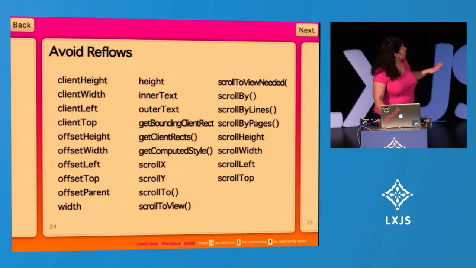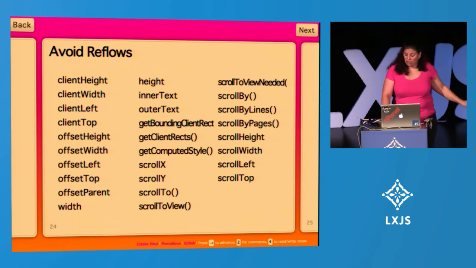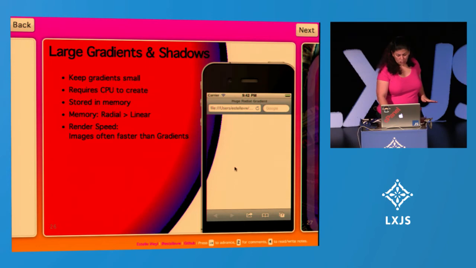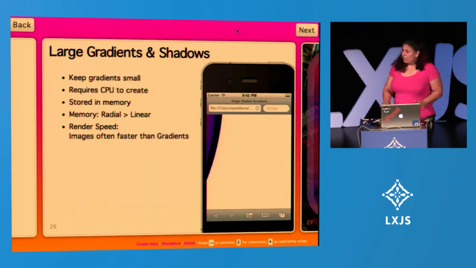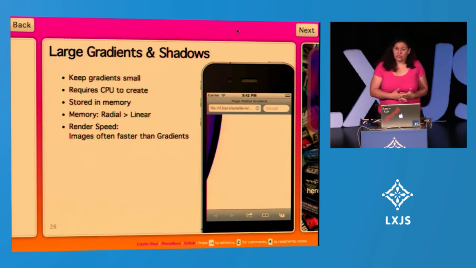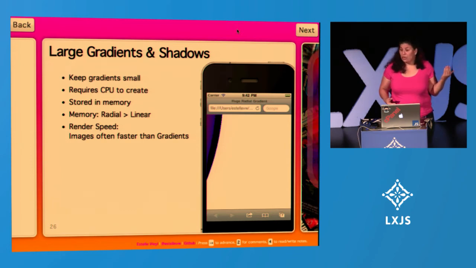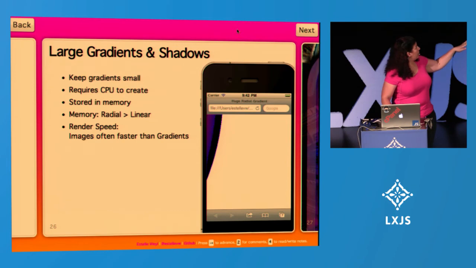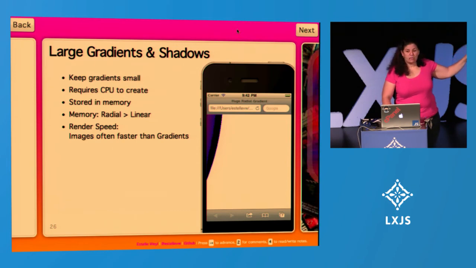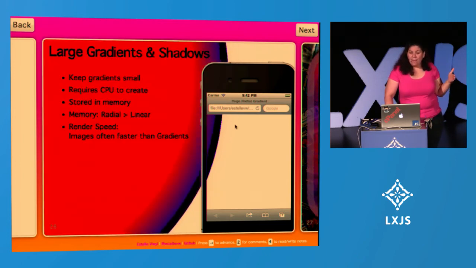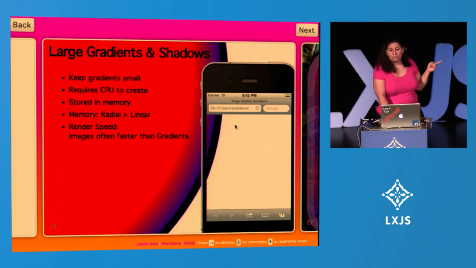In terms of reflows, you guys already know this, so I'm not going to cover it. What I really want to talk about is long paints. There are a few CSS features that will take a long time to paint. One of them is huge radial gradients. This crashed my browser when I was freelancing at Apple many years ago. I just thought I'd make a nice little curve with a gradient, and this is actually what was being drawn.